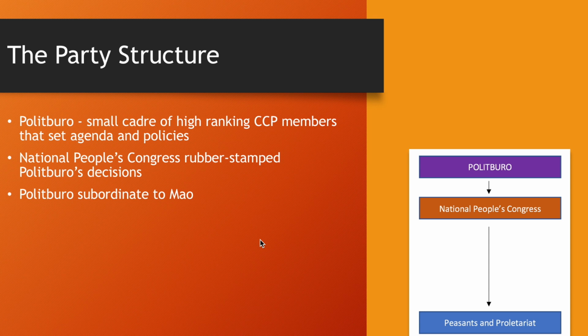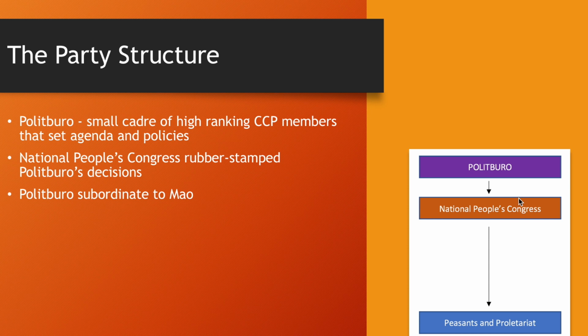The party structure. Now, the Politburo consisted of about 20 leading members of the Communist Party. And as you can see in this diagram, it is the most powerful governing institution in the CCP. It is the key decision-making body. And the National People's Congress, just one level below the Politburo in the hierarchy, although in theory it had a say in the policies of the party, it was actually just a rubber stamping body, towing the party line and always agreeing with the decisions of the Politburo.